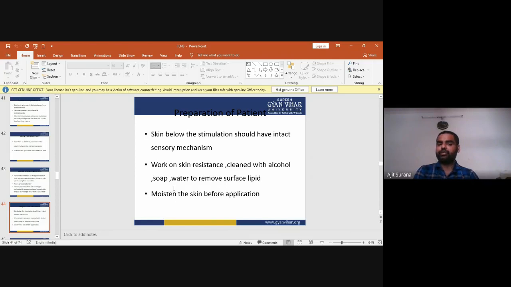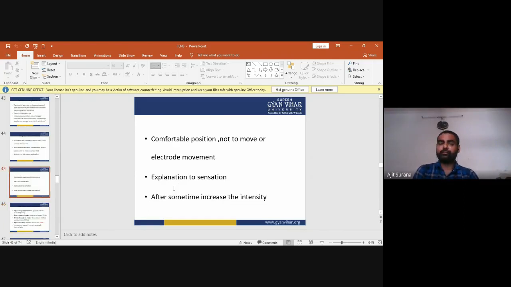The skin below the stimulation should have an intact sensory mechanism. Work on skin resistance: we clean with alcohol, soap, water to remove the surface lipids and moisten the skin before application. Now, we ask the patient to sit in a comfortable position and not to move, to avoid electrode movement.